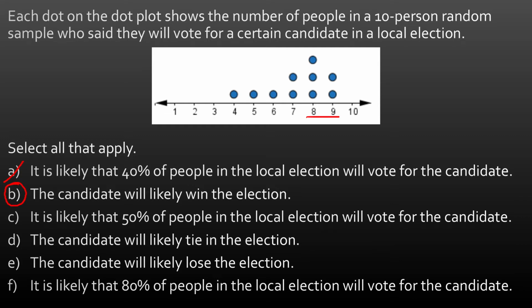The next one says that it's likely 50% of people in the local election will vote for the candidate. Again, this is no, because 50% would be kind of around this area, but most of our dots are way over here. Candidates look likely to tie, lose. Those are both no, because we're saying that he's likely to win. And then this last one, where it says 80% of people are going to vote for him or her in the local election. That is true, because if I look over here, the majority of my dots are around 80% or my 8.